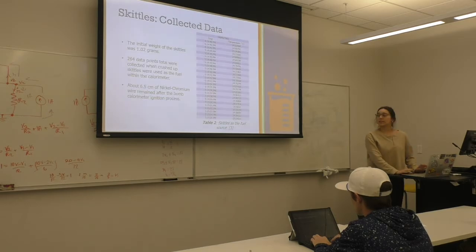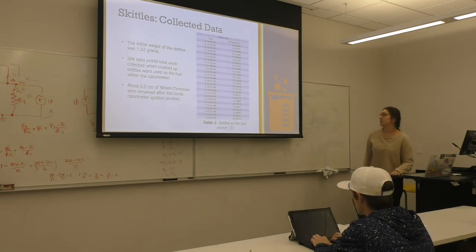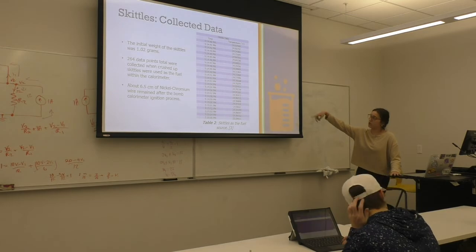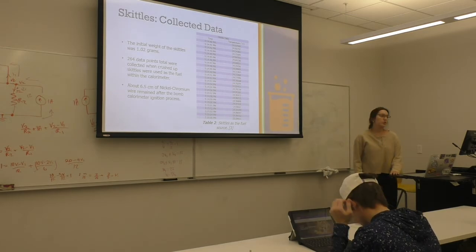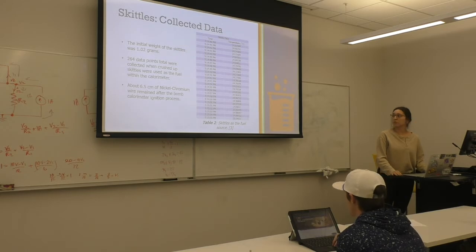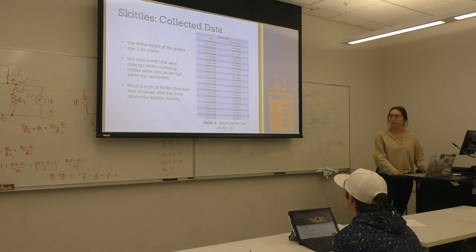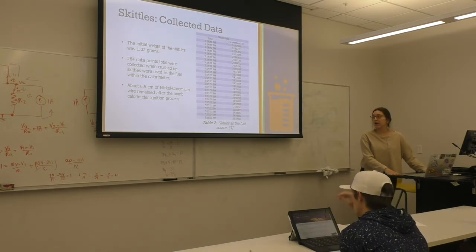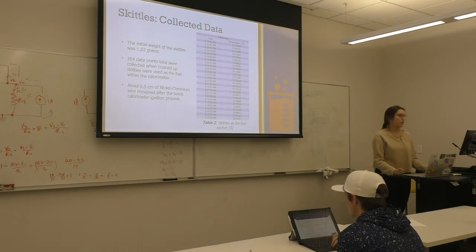Here is the Skittles collected data. Again, this is not all of the data points. We had about 264 data points, and this is again the temperature change over time. We tried to get the Skittles weight as close to the benzoic acid weight as possible, but we got it to about 1.02 grams, and the benzoic acid was 1.03. And so after the ignition process, we had about 6.5 centimeters of the nickel chromium wire left, and again we started out with about 10 centimeters.